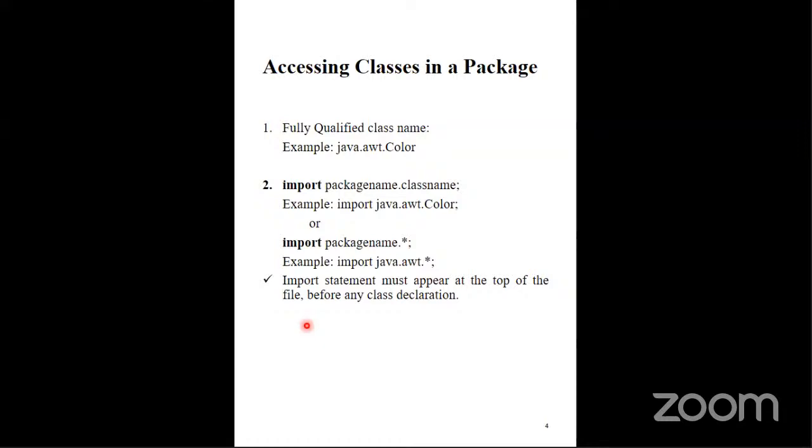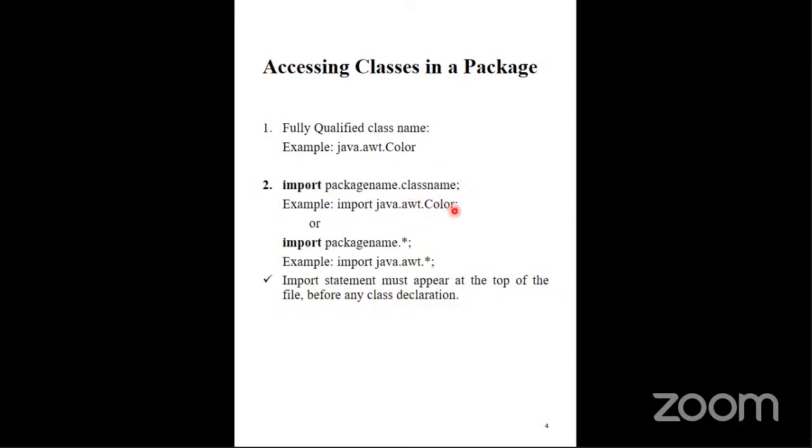Accessing classes in a package. So how to access a particular class from within a package. As you can see here in the example, if you want to access the color class, means if you want to create an object of the color class, or if you want to access some static member of the color class, then in the beginning of the program, you have to write import, then the package name, followed by the class name. In this example, we are trying to access the color class. So it is written as import. Java is the root package, which contains within itself the AWT package, and the color class is inside the AWT package.